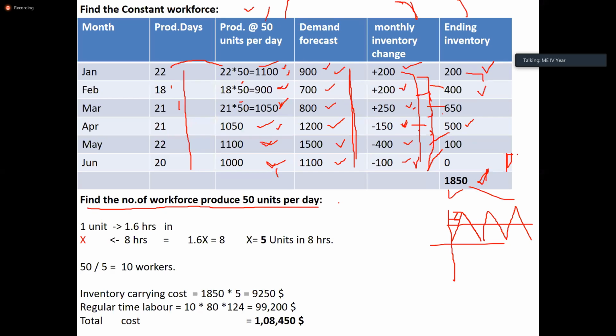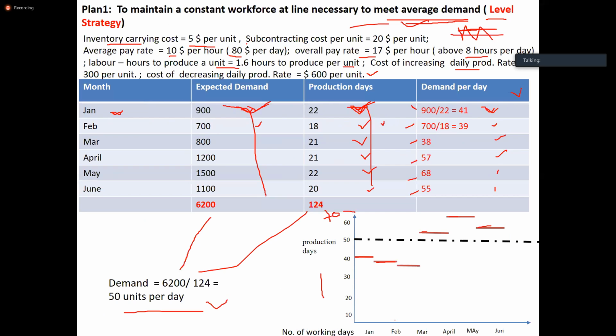Not only inventory, in a company to produce there is workforce needed. So how much we are giving in salaries, to maintain this 50, that we have to calculate. Now from the question, for one unit, if you want to manufacture, we need 1.6 hours time. You can see here, labor hours to produce a unit, you need 1.6 hours per unit.